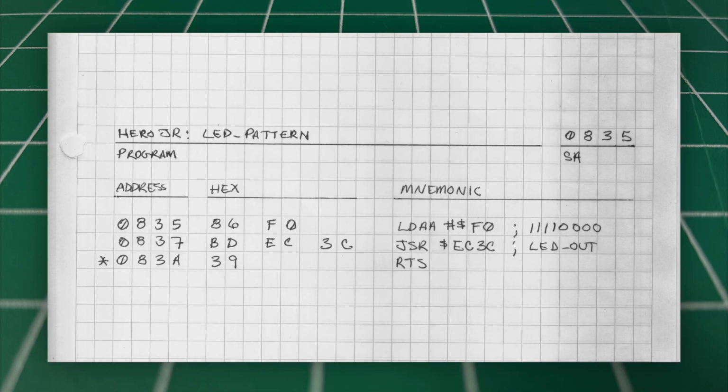Here's the code. So we load the A accumulator with hexadecimal F0 and then JSR to LED out at EC3C. We'll put this short routine in memory at 0835.